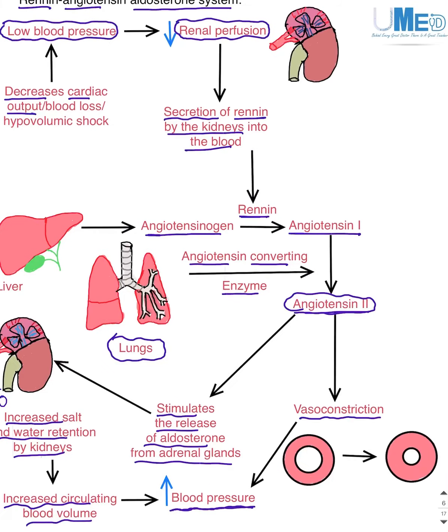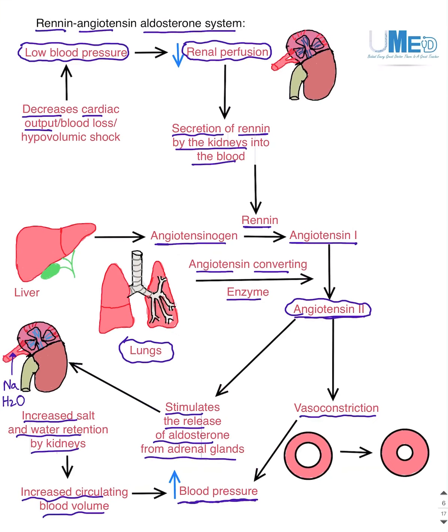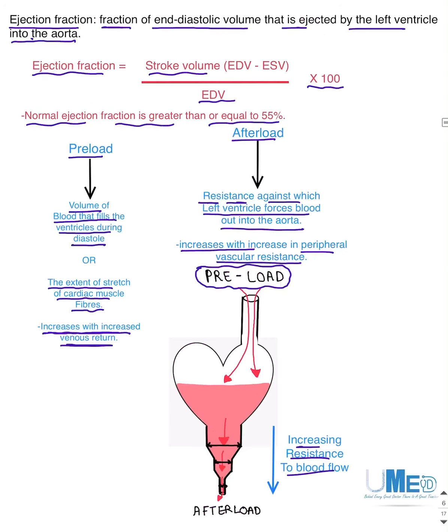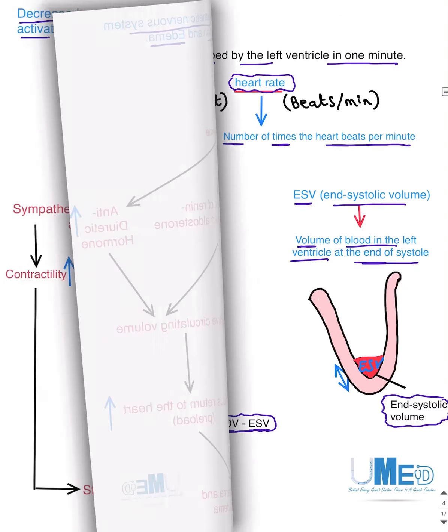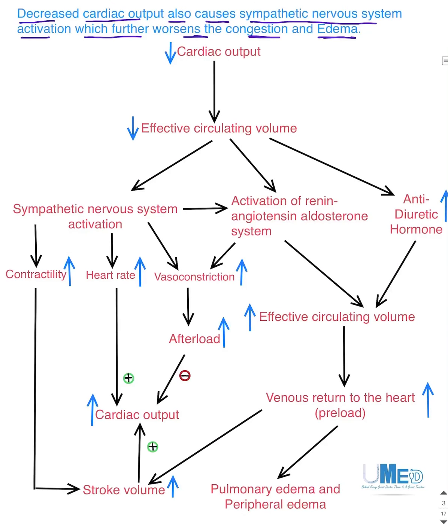Now, what is dangerous in heart failure is that the decreased cardiac output will cause increased circulating blood volume through the renin-angiotensin-aldosterone system, and this will further worsen the congestion. So let's move back to the flow chart. So what happens in heart failure is that there is decreased cardiac output, and obviously the body will compensate and will eventually increase the cardiac output back to normal. So let's see how this happens.